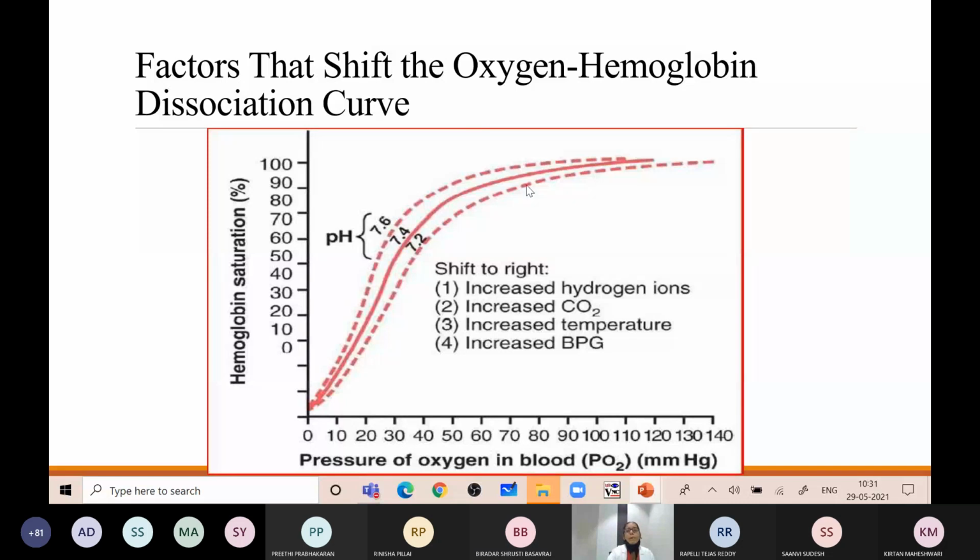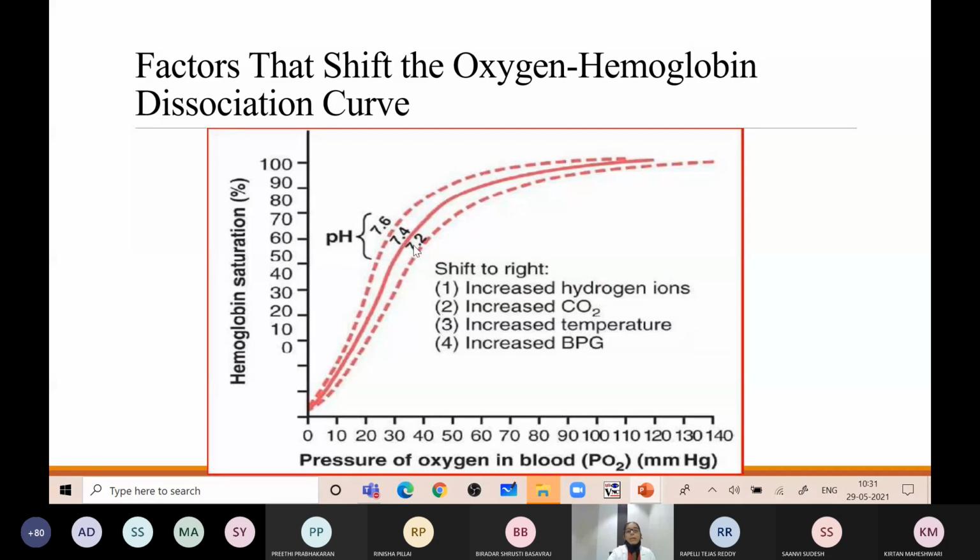So these are the very important factors you must remember. What are the causes of right shift of the oxyhemoglobin curve, and what are the causes for the left shift of the oxyhemoglobin curve, and what is its physiological importance. You must understand and remember this.